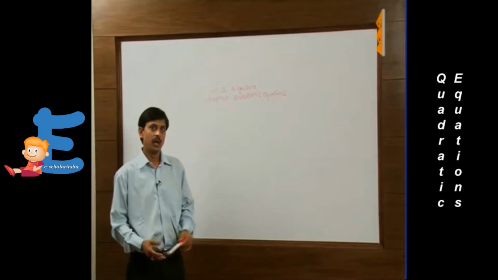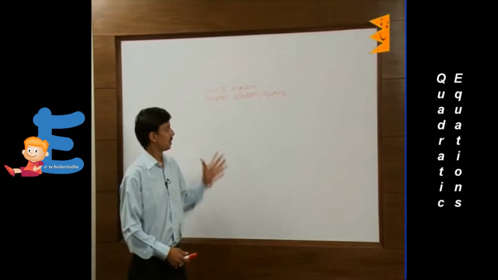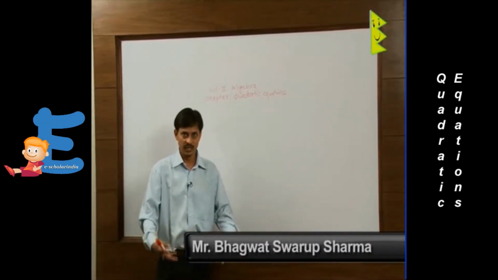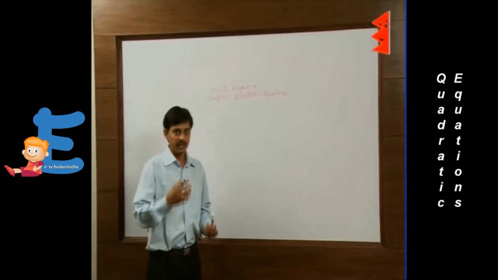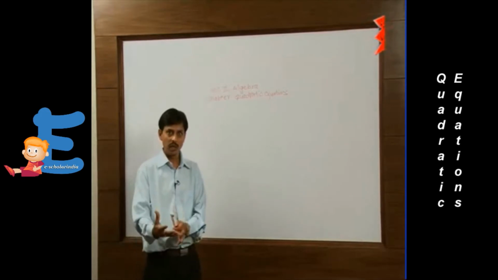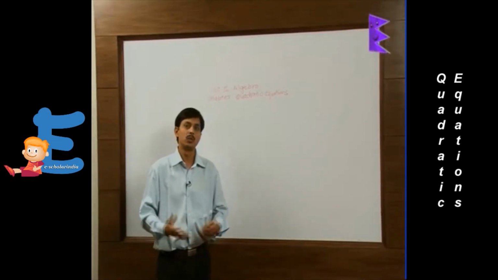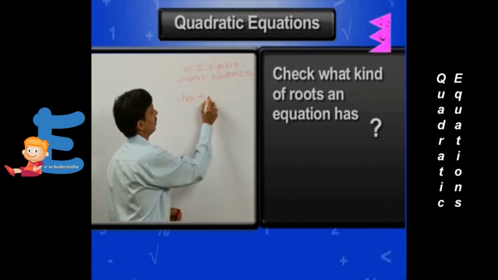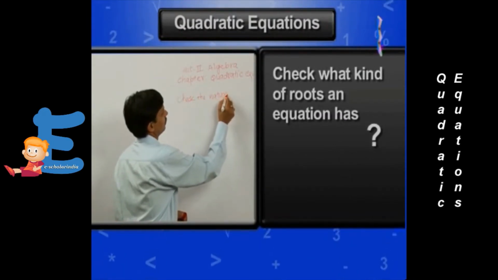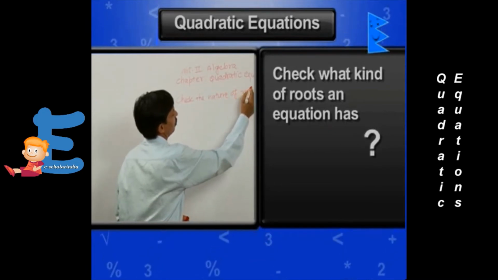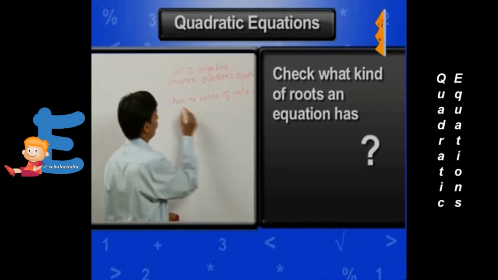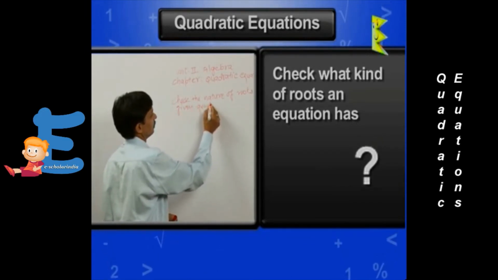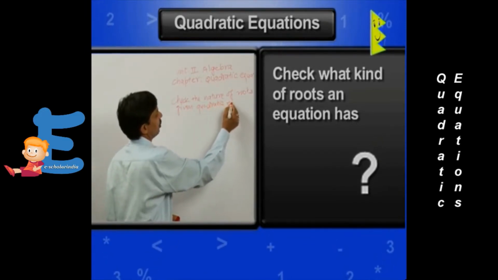Now we will use the concept of alpha and beta. That is x equals minus b plus root D upon 2a and minus b minus root D upon 2a. Check the nature of roots of given quadratic equations.